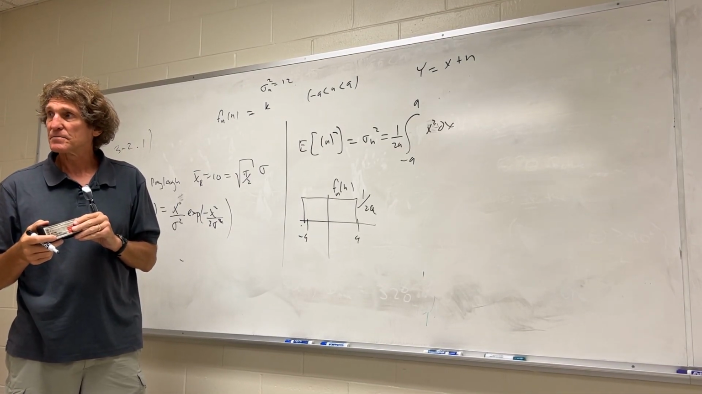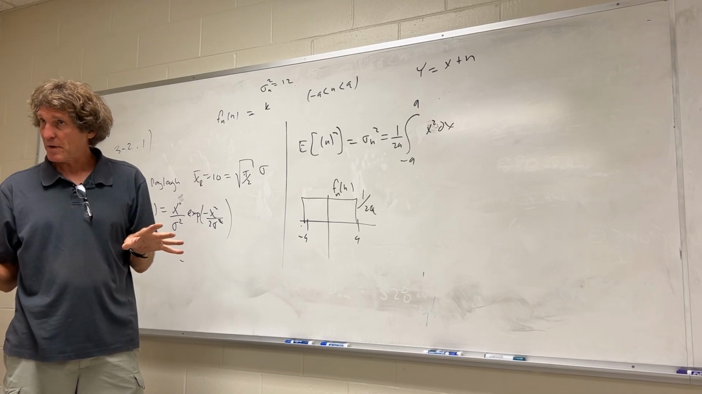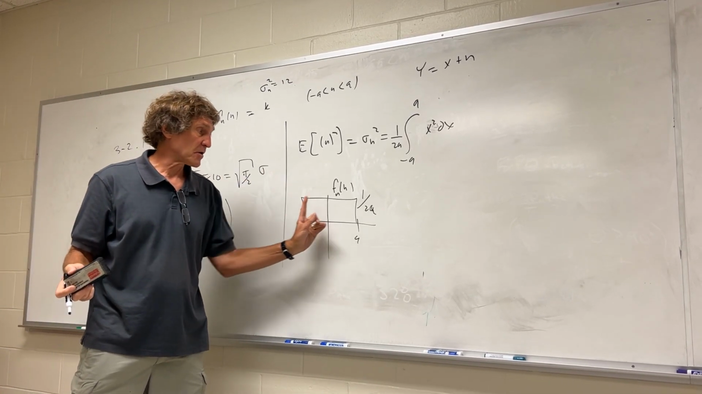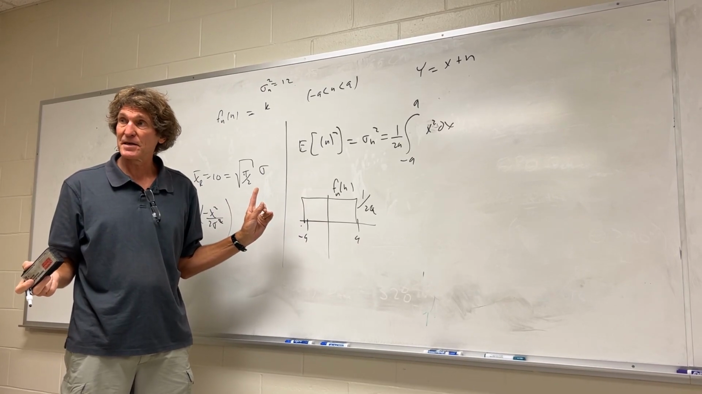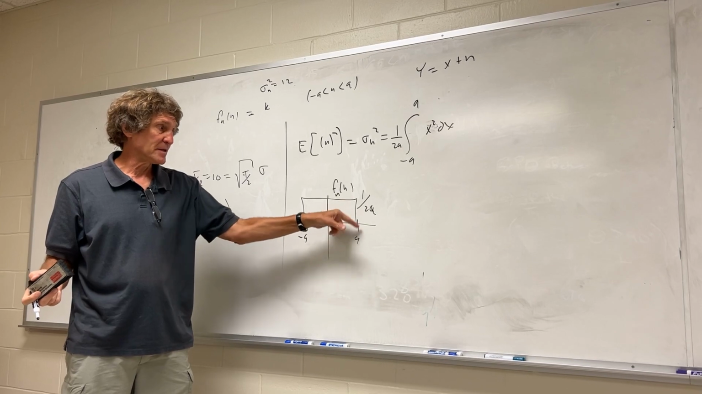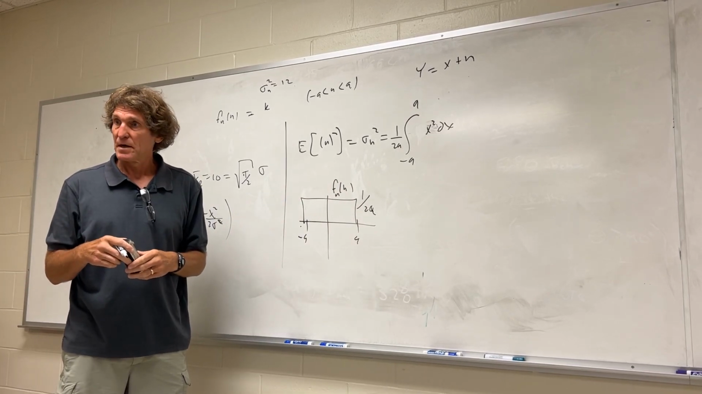Do you all agree, class? Just take a moment. Does everybody follow how I reasoned that out? Because the area under this curve has to be 1. If it's a constant, then the width times the height has to be 1. This is 2a, this is 1 over 2a, it's 1. Okay?